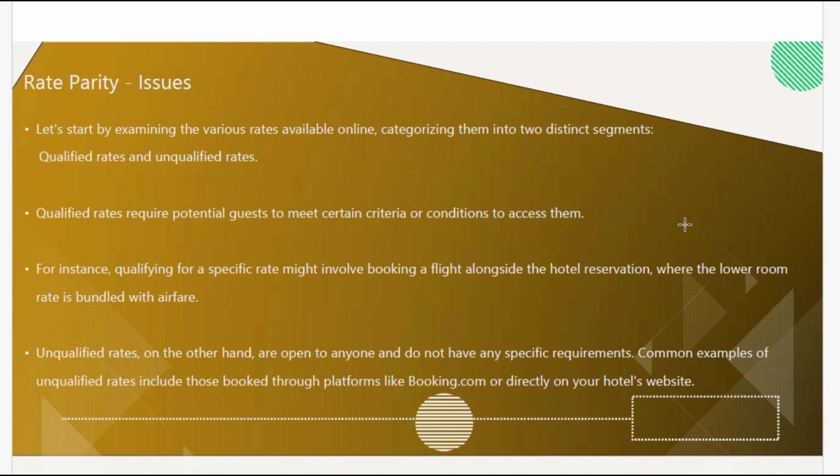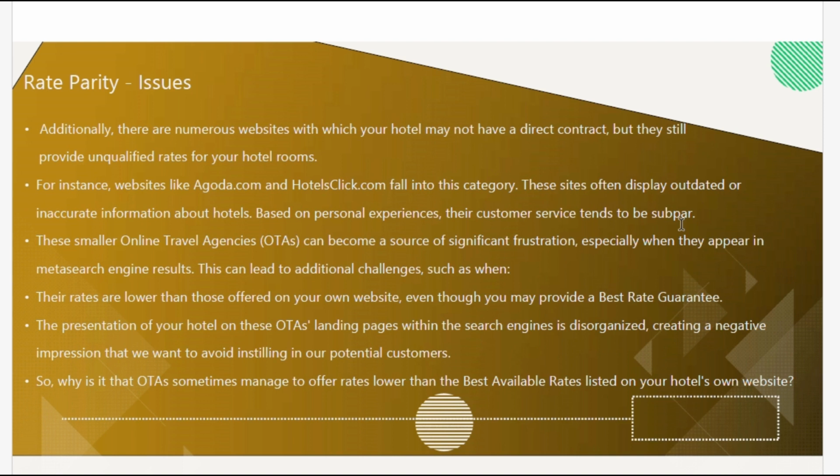Now, unqualified rates, on the other hand, are open to anyone and do not have any specific requirement. Common examples of unqualified rates include those booked through platforms like booking.com or directly on your hotel's website. So these are unqualified rates. There is no prerequisite to access this rate. Additionally, there are numerous websites with which your hotel may not have a direct contract, but they still provide unqualified rates for your hotel rooms.